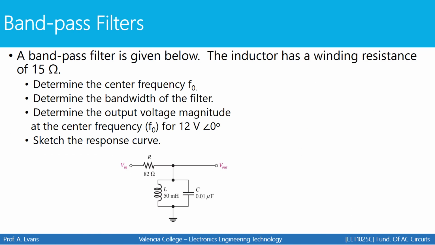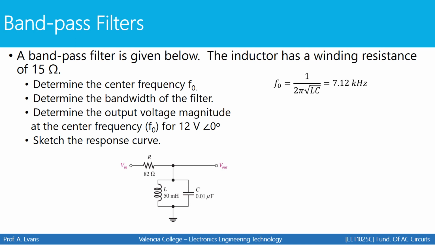Now let's look at a parallel resonant band-pass filter. If you look at the circuit given, the inductor has a winding resistance of 15 ohms. We're going to determine the center frequency, the bandwidth, the output at the center frequency when the input is 12 volts, and we're going to sketch a response curve.